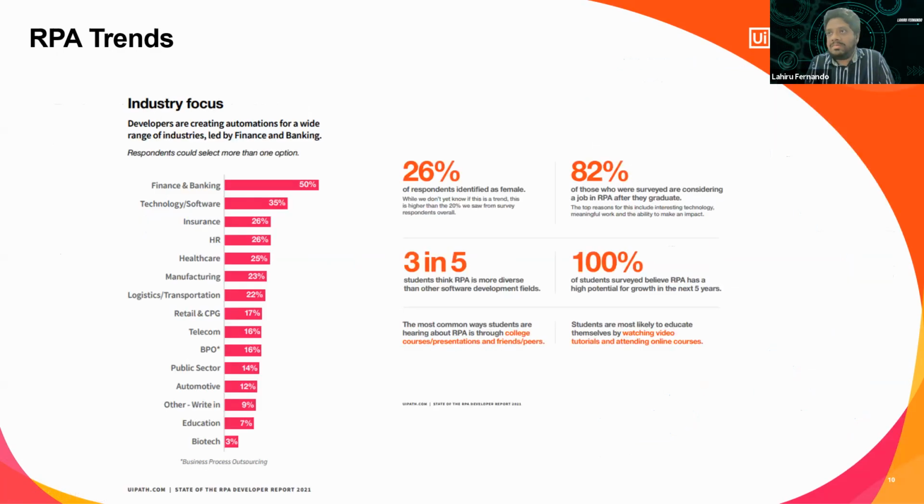And now let's look at some RPA trends. So I took this from the State of the RPA Developer report published by UiPath this year. As you see, and as you saw in the video, a lot of industries are getting into RPA, especially finance and technology, even insurance. All these use cases are mostly around AI. They somehow or the other use AI to automate certain things.